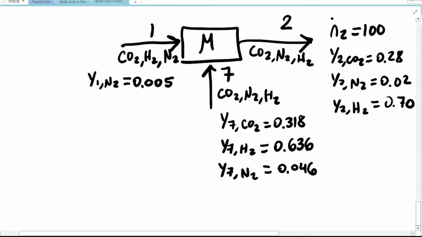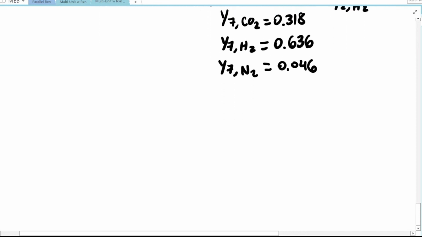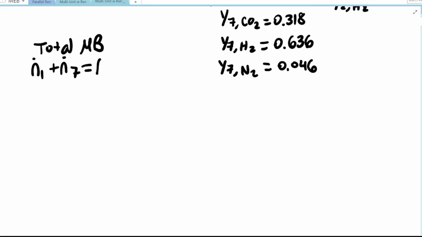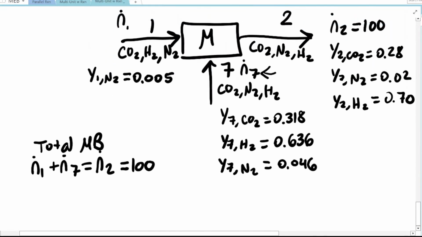From here, what we can do is look at our material balances around the mixer and try to identify a couple of them that can help me solve for the last bits of my unknowns. In this case, the last bits are my N1 dot and my N7 dot. And once we figure out N7, obviously, we will go for N6 dot. So, as I said before, we're going to look at our material balances. We'll start with our total material balance, which is N1 dot plus N7 dot equals N2 dot. And we know N2 dot is 100.